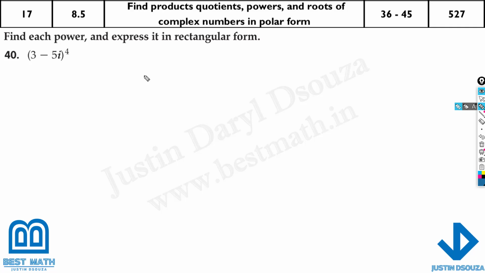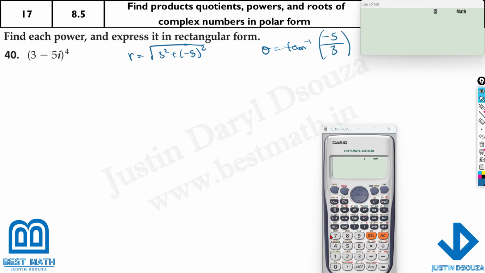Next one, again, we need to convert into complex form and then use De Moivre's theorem. It will be square root of 3 squared plus minus 5 the whole square. And theta is tan inverse of b, which is minus 5, divided by a. Again, we don't add pi because a value is positive, only the b is negative. Square root of 3 square plus minus 5 the whole square, here we go, that is square root 34.